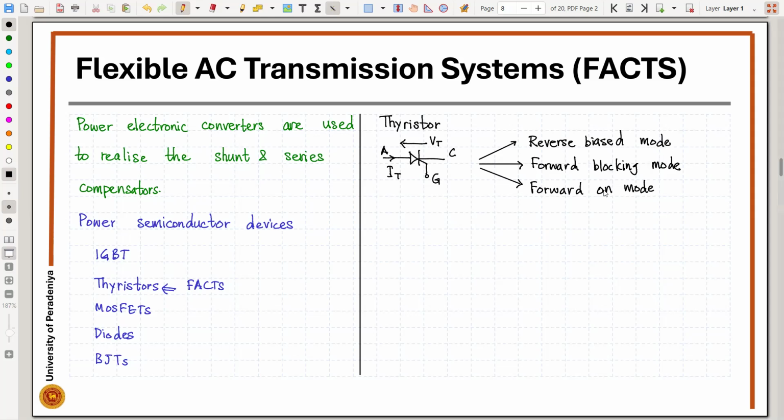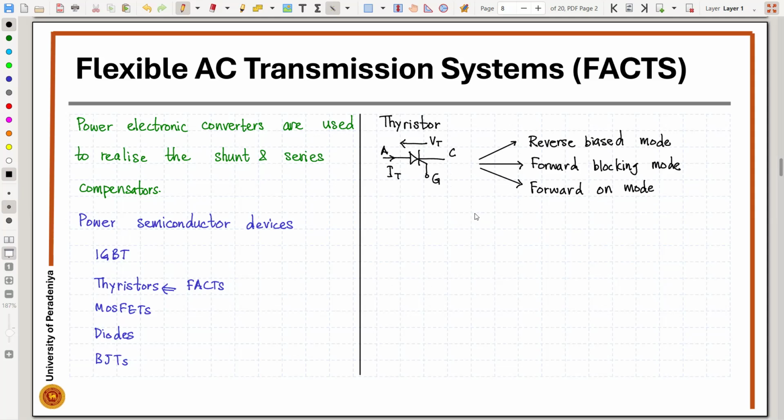In the forward blocking and forward on mode, the device will be forward biased. Now, when we consider the diode, it has two modes. It does not have the forward blocking mode. But with the thyristor, we have the forward blocking mode. So when we want to turn on the device, it should be in the forward bias condition, and the signal should be provided to the gate, then only the device will be moved into the on state.